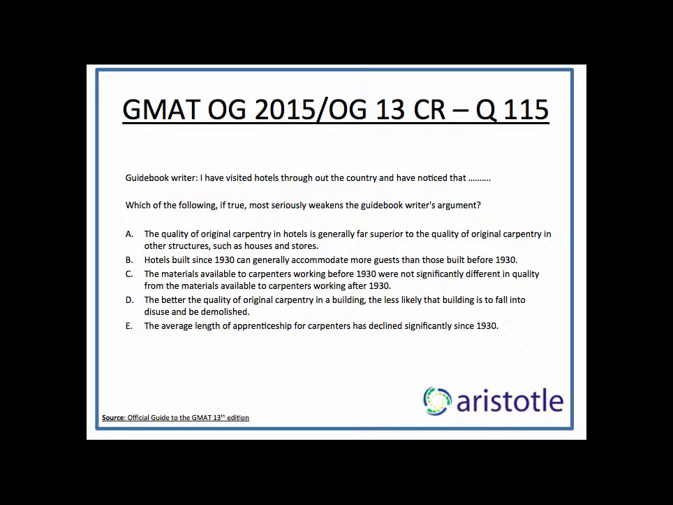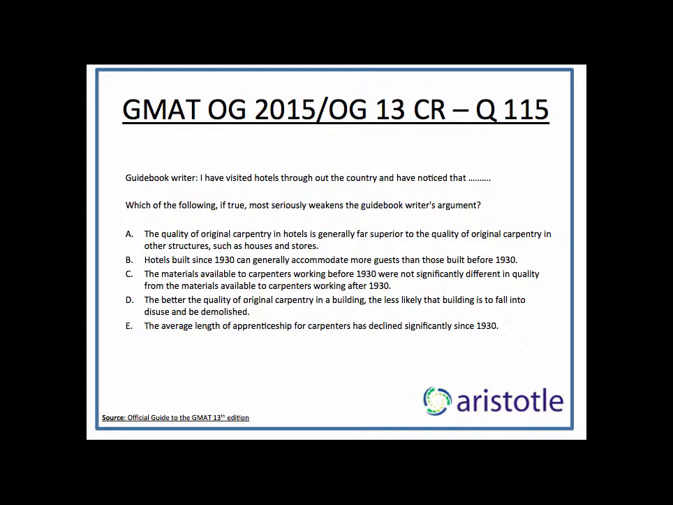Now this is a weaken question. So you have to somehow show that the hotels that he's observed from before 1930 or from after 1930 may not be representative of that particular era. That would be the answer to the question. So you see, if you understand arguments in this manner, whether it's causality or representativeness, it becomes much easier because you are much clearer on the answer and you already know what your answer will look like. So let's go through the options.